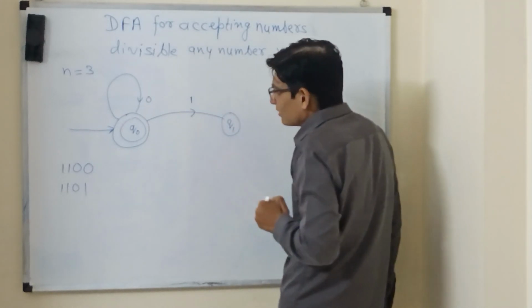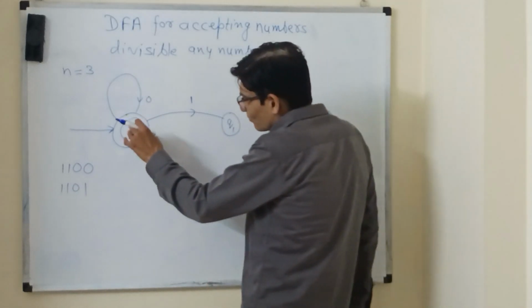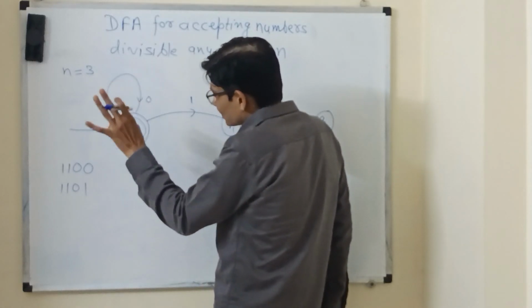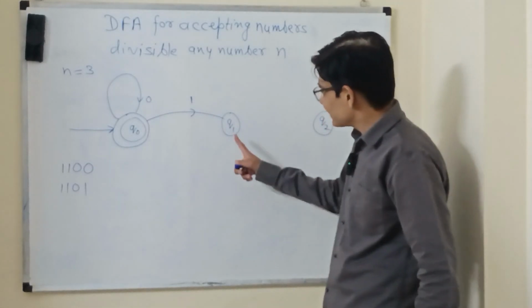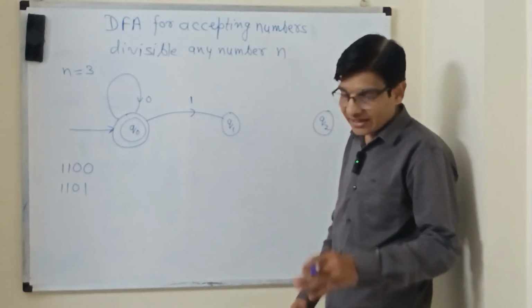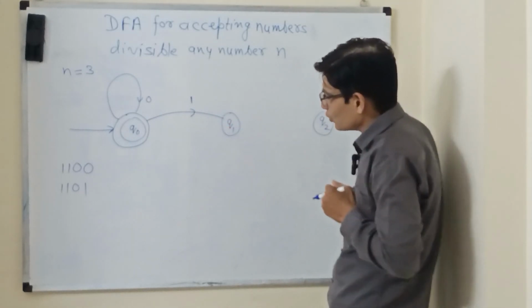So on applying 1, we are reaching Q1. Now we have considered both possible inputs for state Q0. Now we will consider the Q1 state, and we will try to get the transition for both inputs from Q1.